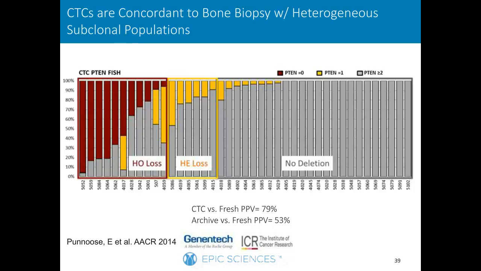If we look at how well the CTCs would match up and predict the PTEN status of the fresh bone biopsy, the positive predictive value was 79%. Whereas if we look at how well the archival tumor sample would predict the PTEN status of the bone biopsy, then we would see that the positive predictive value drops considerably to 53%. So this is, again, confirming that the CTCs are reflective of the active metastatic population.